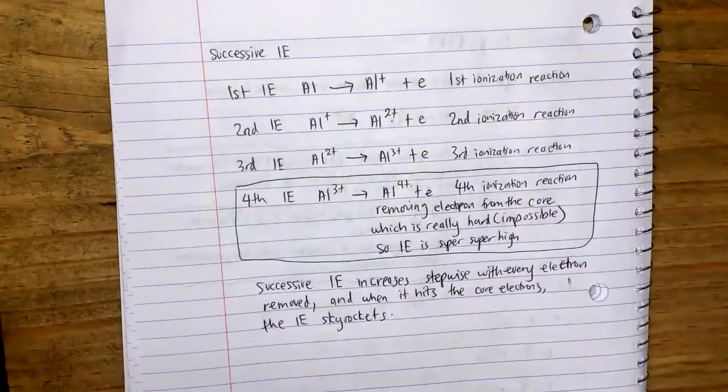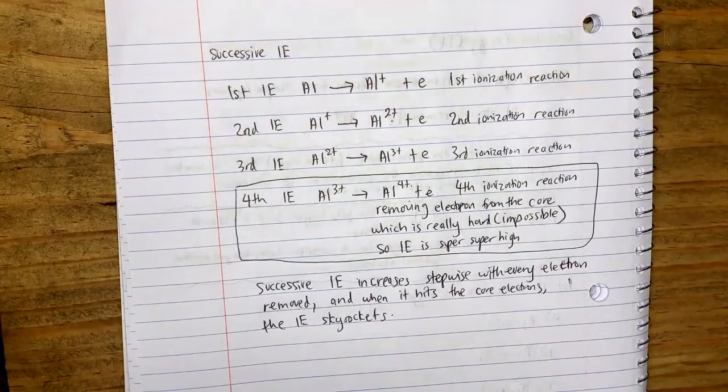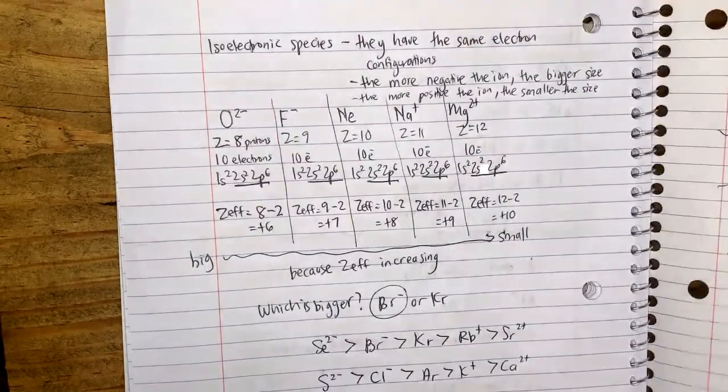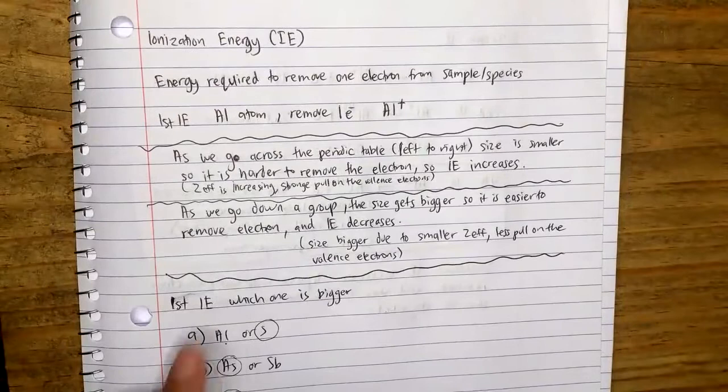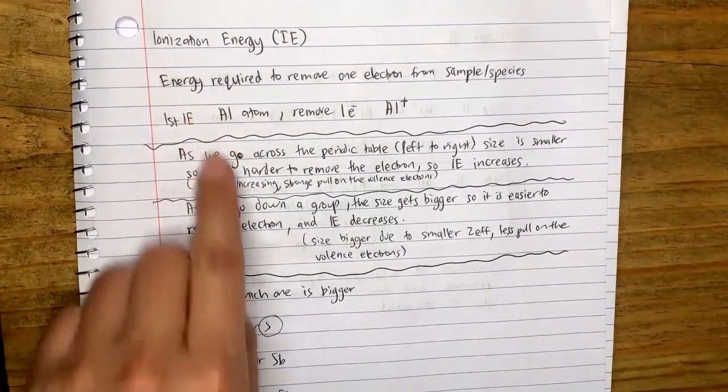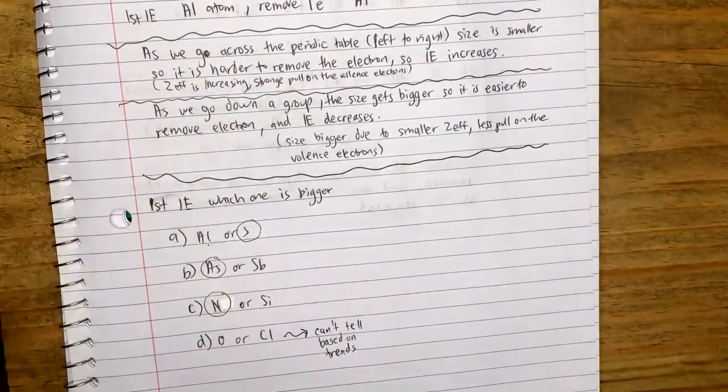So that is the successive ionization energy trend. That's from the same atom, but you keep removing an electron every time, take another electron from the ion, take another electron from the ion, and that's a successive trend. We also talked about just removing the first electron from the atom. That one's not successive, but the first ionization energy. We also talked about the trends there.